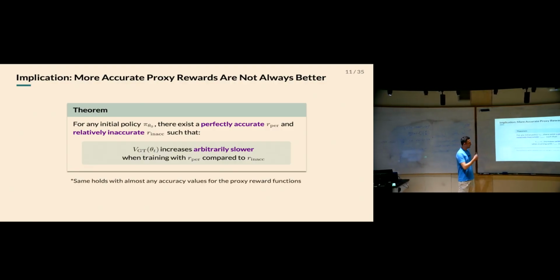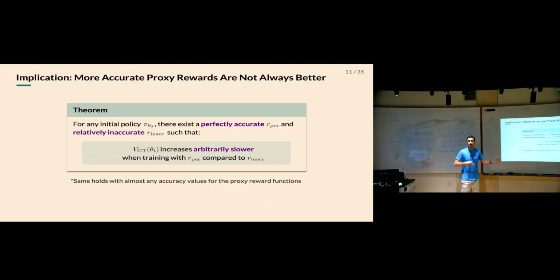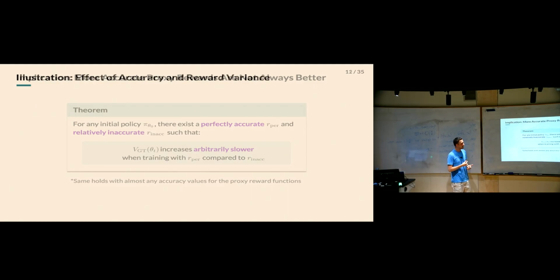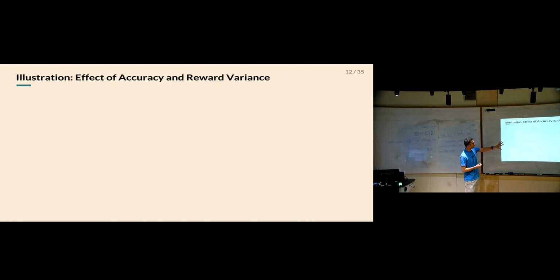And here I'm giving this extreme case of perfectly accurate versus inaccurate, but more broadly, we show that optimization speed can be independent of accuracy. For any accuracy value that you give me, there can be a reward function that works well, and another that works poorly. And I think it's best to understand this through an illustration, and this is going to be a proof by picture of sorts.